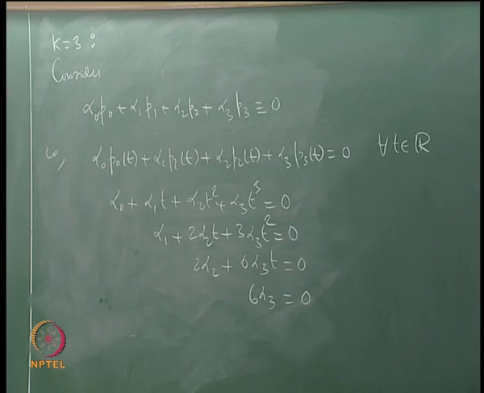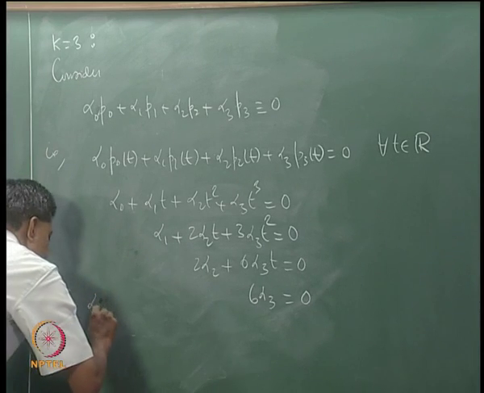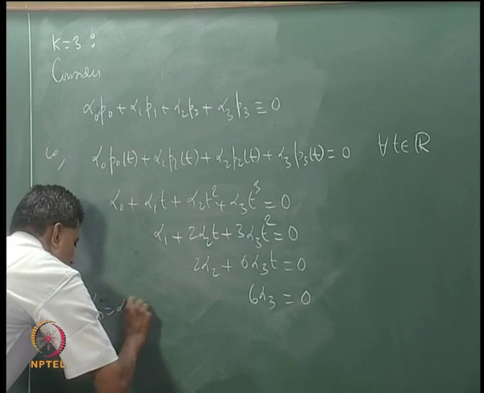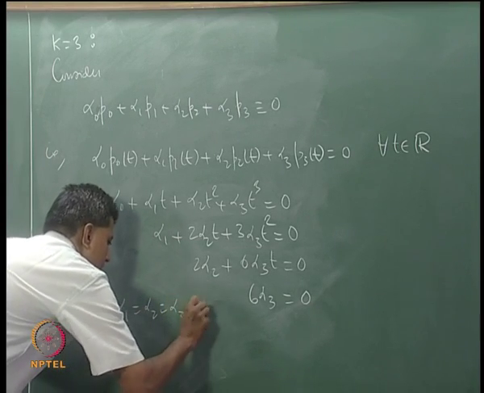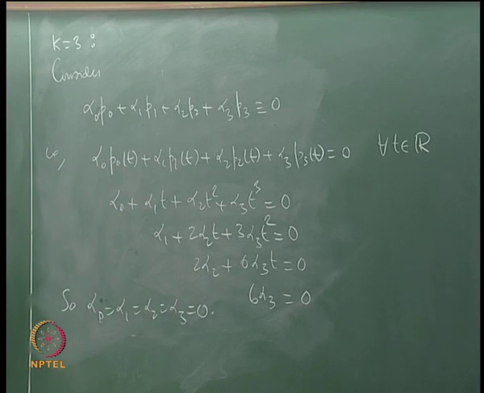So look at the last equation: alpha 3 is 0. The penultimate equation: alpha 2 is 0, etc. Backward substitution gives you alpha 0, alpha 1, alpha 2, alpha 3, each of them is 0. So this is a proof which does not use the fundamental theorem of algebra, just the differentiability of these polynomials. Okay, let me stop here.